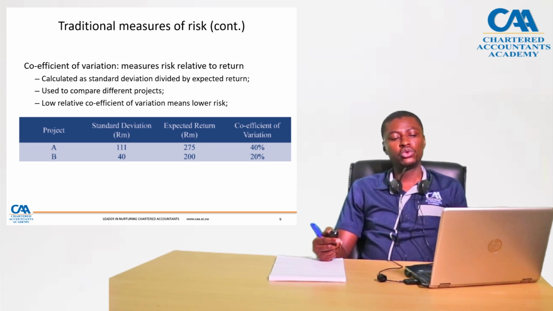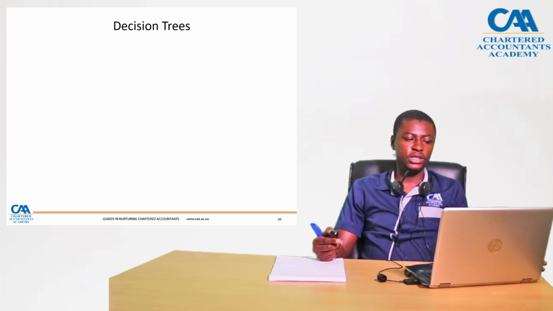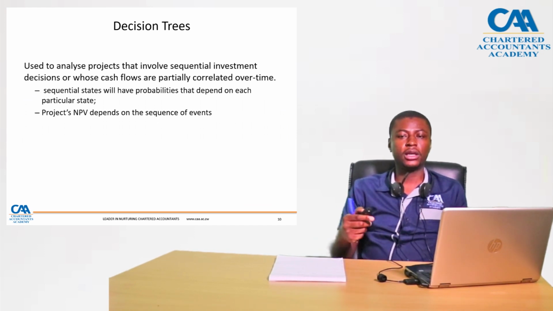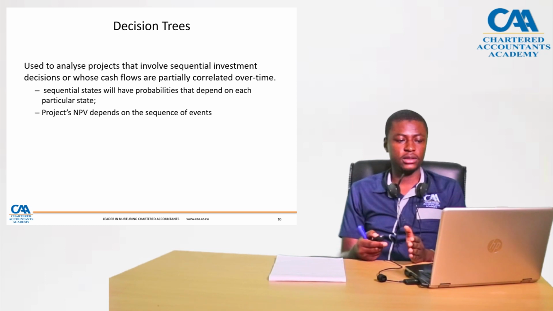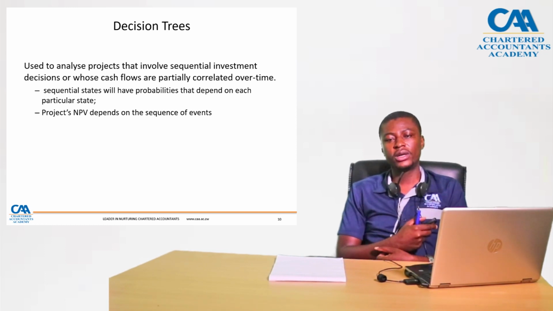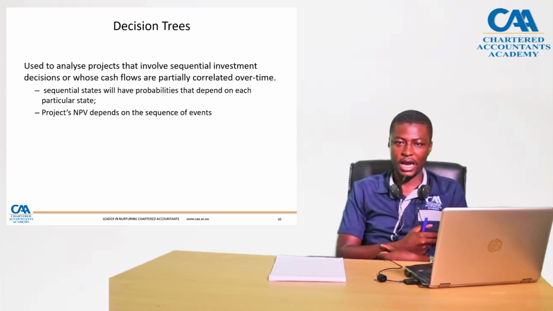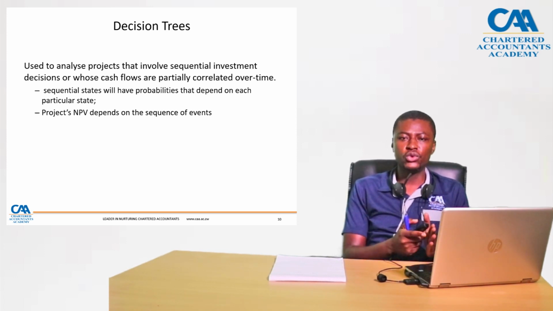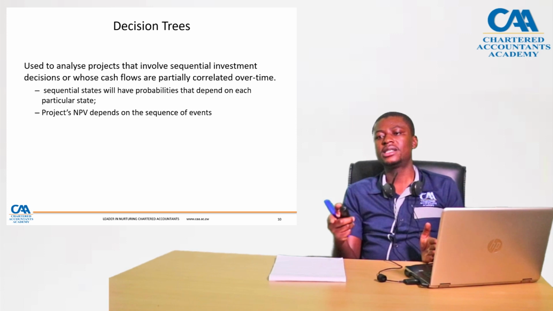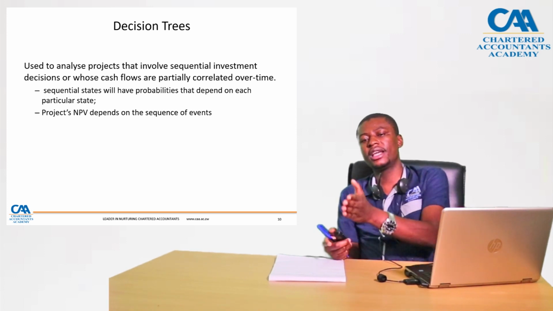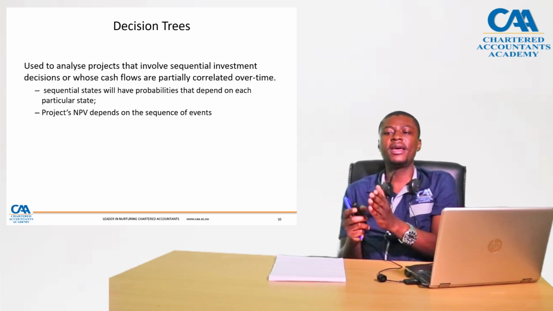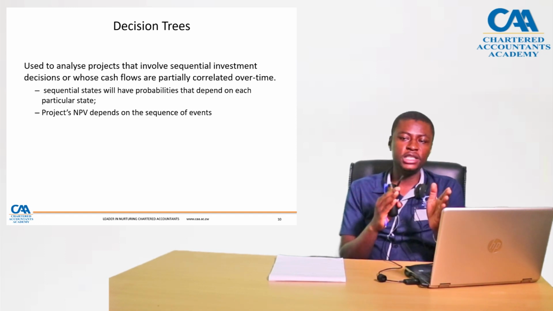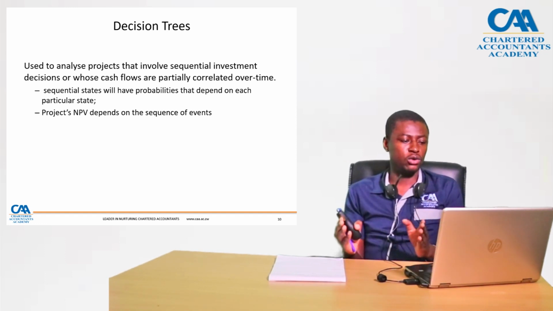Then, another tool that we can use is decision trees, which are used to analyze projects that involve sequential investment decisions, whose cash flows are ordinarily partially correlated over time. So what do you mean by sequential? We are saying, if I do this and there's this outcome, then I can take the next step. So I can make decision trees and then attach probabilities to each possible outcome.